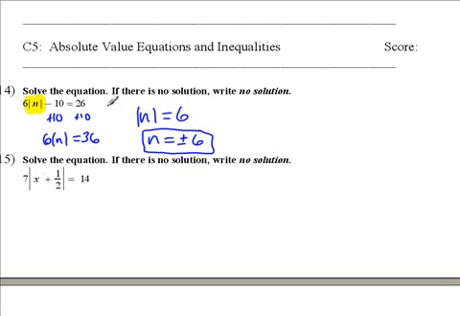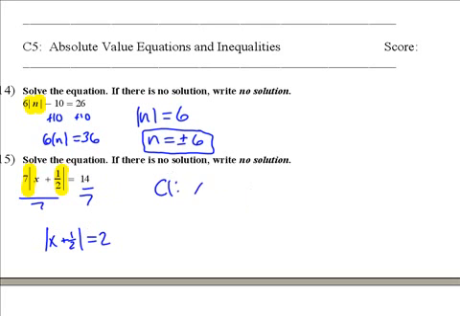When they're more complex like number 15, that's not necessarily the case that you're going to see the same number twice like that. Here we've got the absolute value that I need to isolate, so I need to get rid of the 7. We're going to divide that from both sides. So absolute value of x plus 1/2 is equal to 2. Now we're going to do our cases.